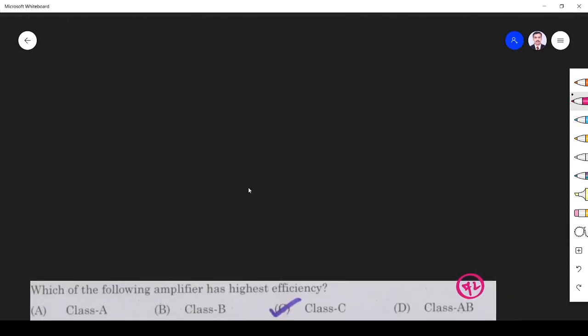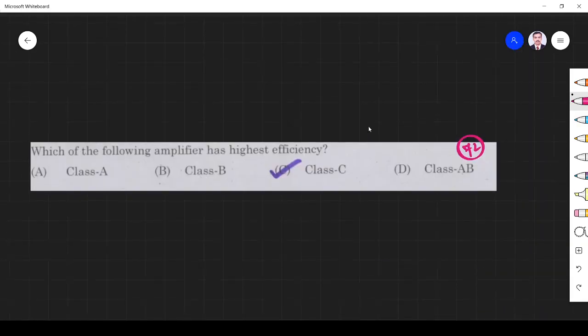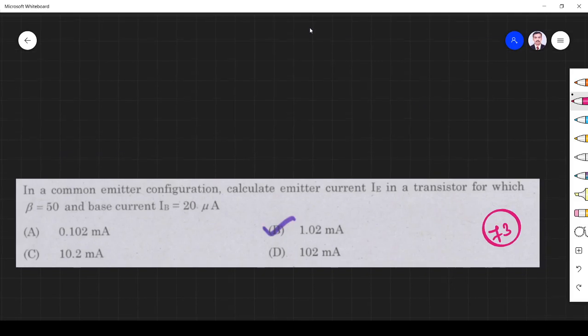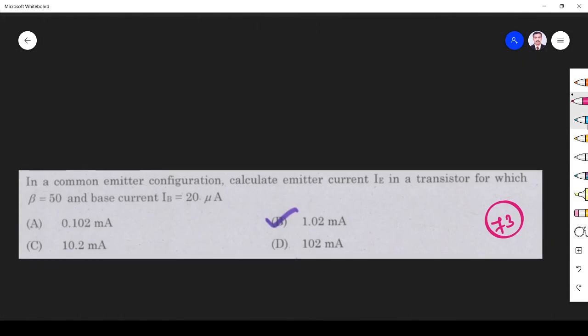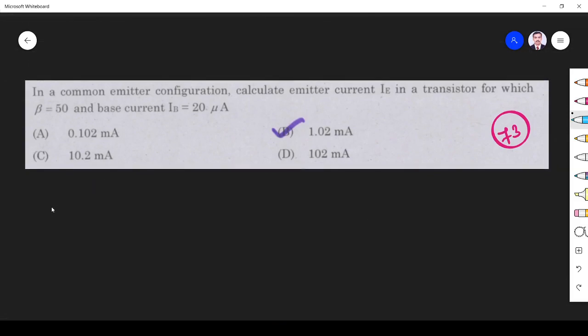Next question. Which amplifier has the highest efficiency out of all the power amplifiers? Class C has the highest efficiency. Next question. In a common emitter configuration, calculate the emitter current IE.